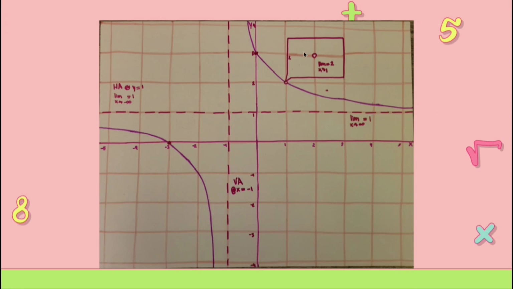And if we zoom in over here a little bubble, we see that there is a hole at x equals 1, and because of that, the value is undefined. However, the limit will still exist, and the limit will be 2.